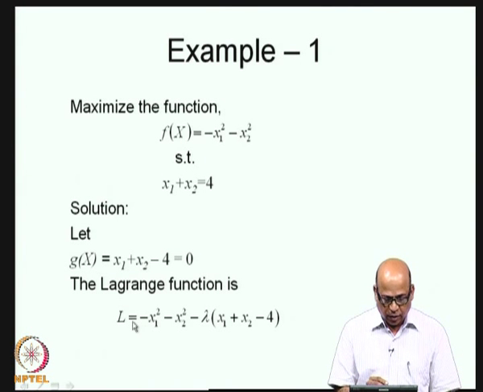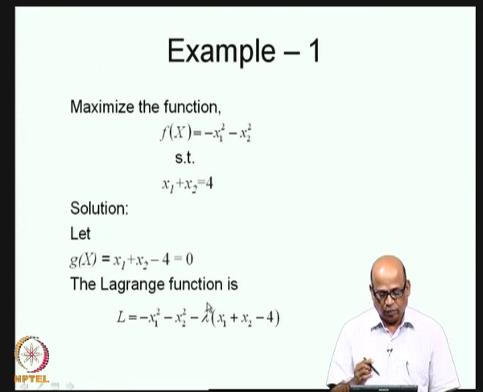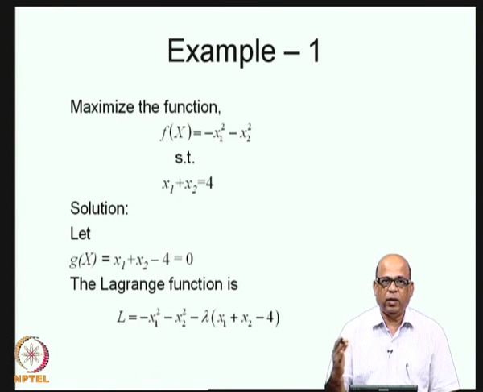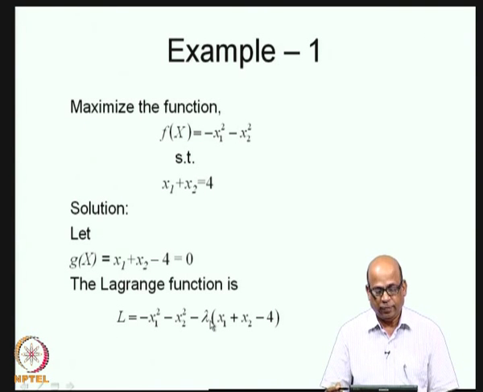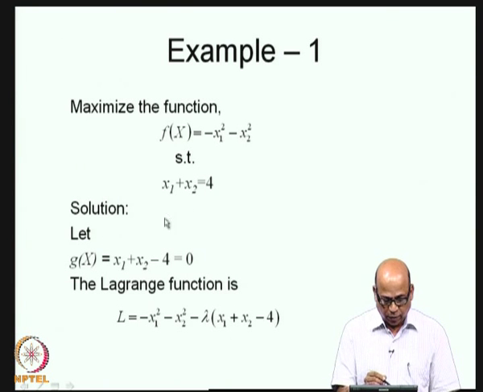And then formulate the Lagrange. Lagrange is f of x, which is the original function, minus lambda. In this case, there is only one constraint, therefore, I will use only one lambda, and therefore, I get rid of the subscript. Otherwise, I would have put lambda 1, lambda 2, etc. associated with constraint 1, 2 and so on. Because there is only one constraint, I will use lambda into g of x, which is x1 plus x2 minus 4. So, this is the way we formulate the Lagrange.